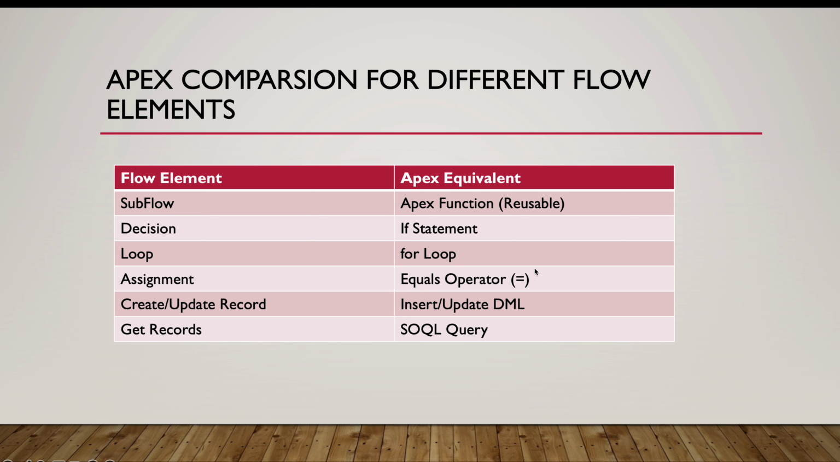Assignment is similar to the equals operator, where you assign some value to a flow variable. Then create and update records, which are equivalent to insert and update DML statements. Then we have get records, which is equivalent to a SOQL query. So we will see these elements when we do a demo.